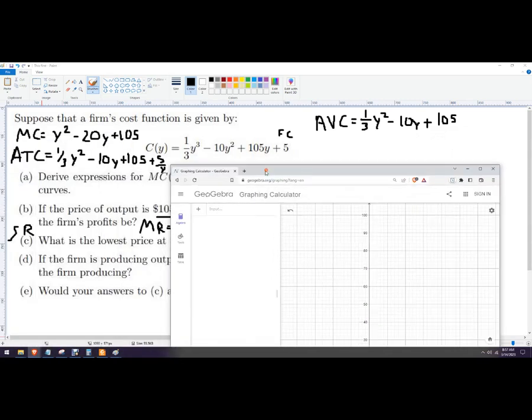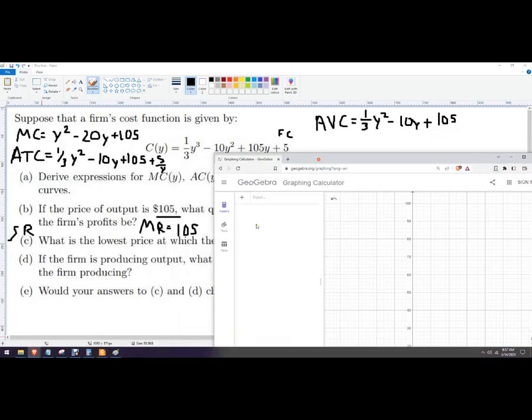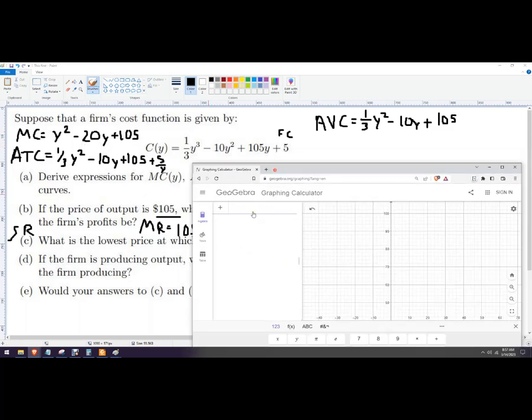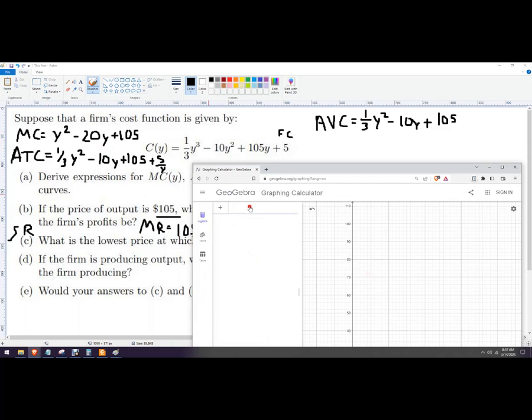So now I'm going to pull up GeoGebra. GeoGebra needs the y-axis to be y, so we've got to kind of flip this around. When I'm entering my functions here, I'm going to enter it as y, but y actually means cost. It doesn't mean units of y. And I'm going to have to substitute this y for an x.